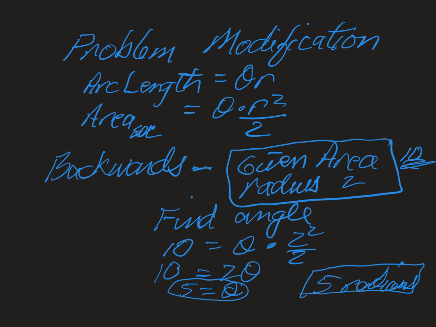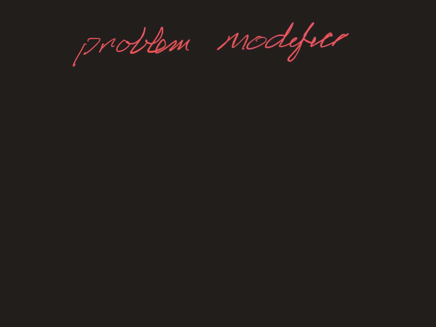So this is really just what I like to call plug and chug. Use the formula, plug things in, and then just chug out the work to find the missing piece. Plug and chug. It's a great problem modification. It happens all the time when you're given formulas. So the next problem modification is a little more sophisticated. What happens is you get defined what is called a segment of a circle.